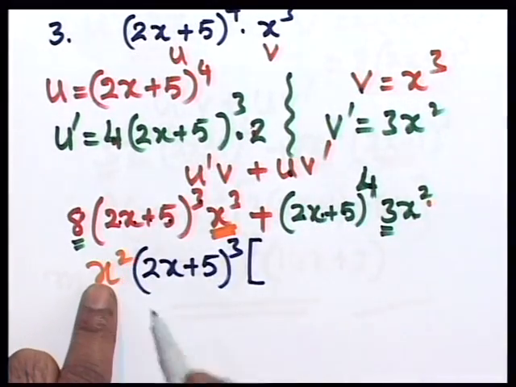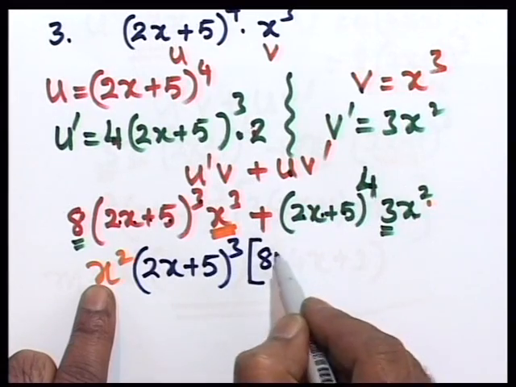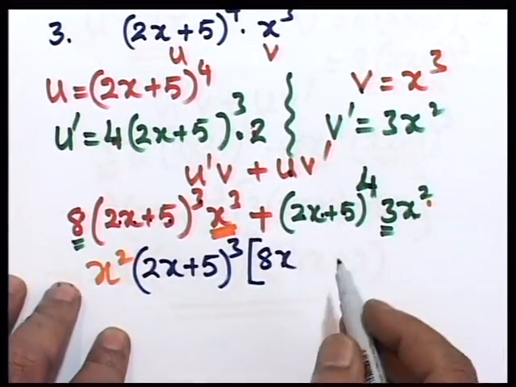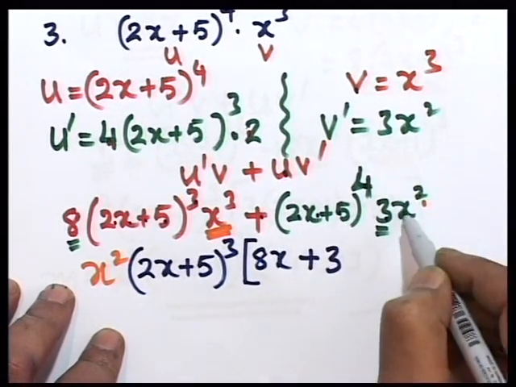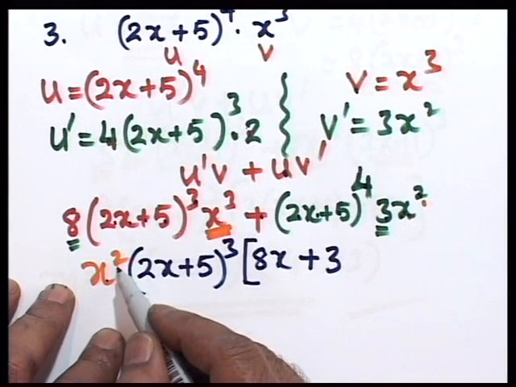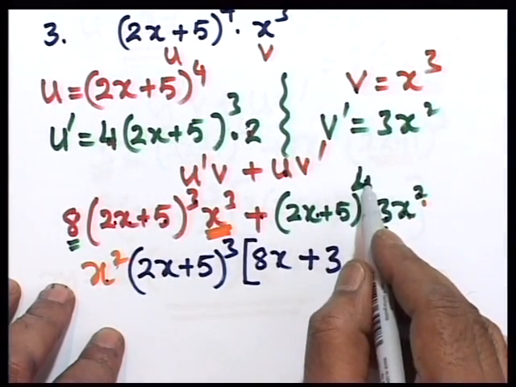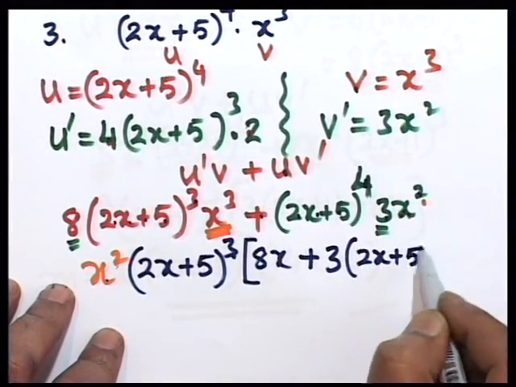x squared is gone from x cubed. I'm left with x. 8 is there, so 8x. And that whole cube is already gone. It's finished. Plus, the number 3 comes. x squared is gone as a common factor from 2x plus 5 to the power 4, we took 3. So I'm left with one of them, which is 2x plus 5.